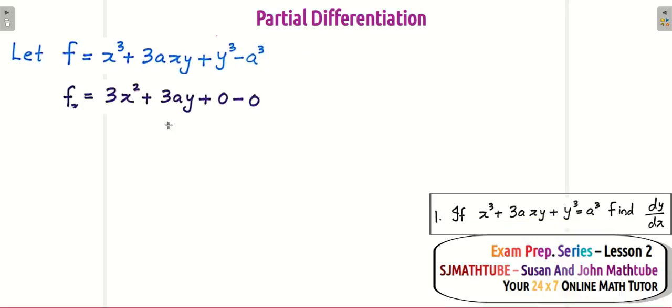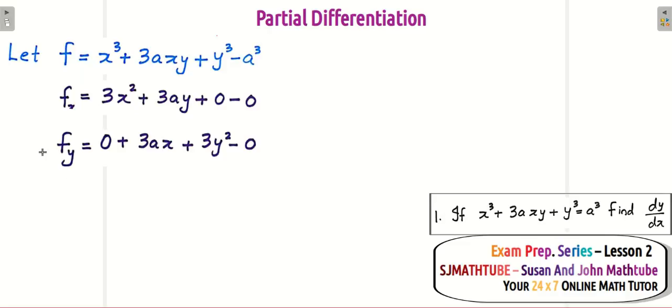The next thing to do is you find the partial derivative of f with respect to x. I hope you remember fx stands for the partial derivative of f with respect to x. That is, you differentiate f by treating x as the only variable. So the derivative will be 3x square plus 3ay into 1 plus 0 minus 0. Okay, now find the partial derivative with respect to y. That means y is the only variable. So we are going to get 0 plus 3ax into 1 plus 3y square minus 0.